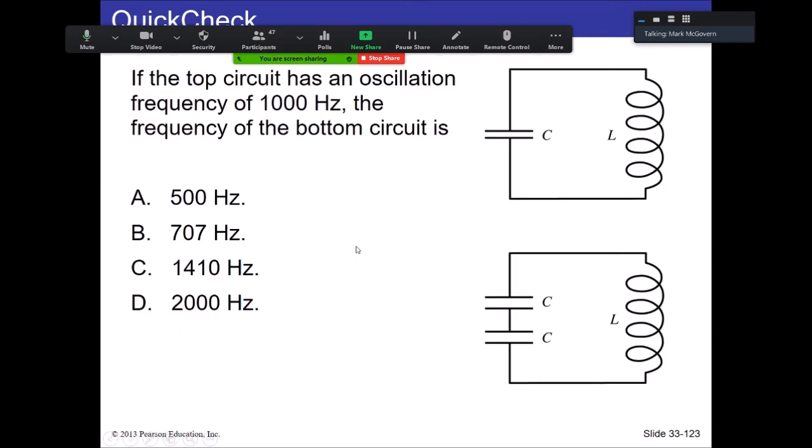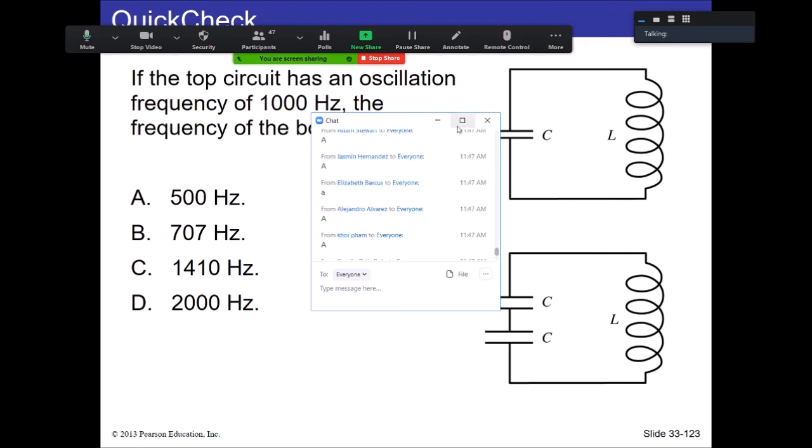So, question for you here, based on what I just showed you about omega. If the top circuit has an oscillation frequency of 1,000 hertz, the frequency of the bottom circuit would be what? We are looking now at a series combination of capacitors. So you have to ask yourself, what happens if I have a series combination of capacitors? What does that do to the equivalent capacitance? Then go from there. A lot to think about there. A lot of people saying A.